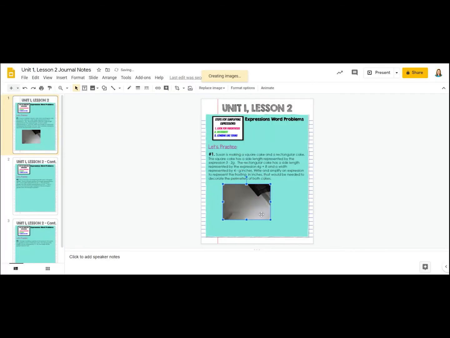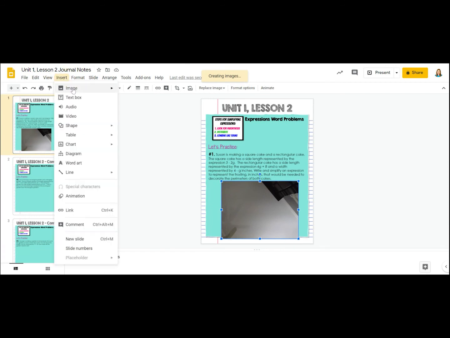You can move it around and you can resize it as big as you want. I suggest clicking the corners because that way it doesn't change the ratio and doesn't skew your picture and stretch it. But yeah, that's all you need to do. Take a picture of your work. You can insert it that way. Again, so insert, image, camera, and then hold your work up to your camera on your Chromebook. Try to steady it and make it as clear as possible so that you could go back and read it.